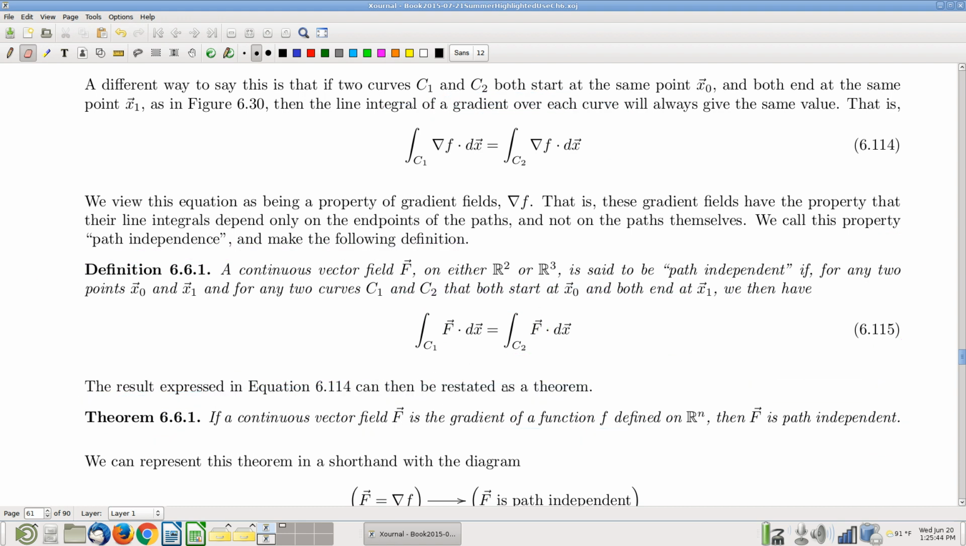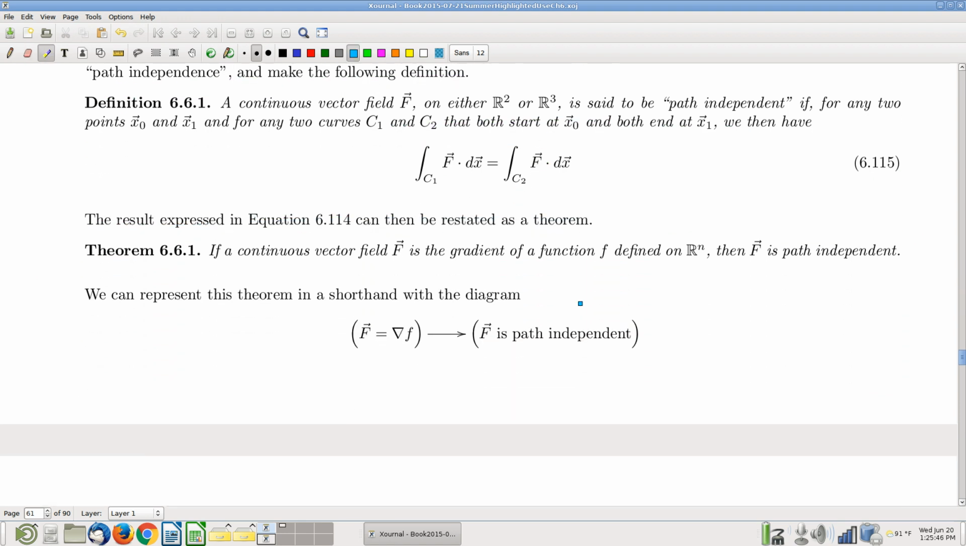So here's that result. If you have a gradient, that implies that it's path independent. And this kind of makes you really want to ask the question, does the arrow go the other way? I know that gradients are all path independent because the fundamental theorem of line integrals says so. But is every path independent vector field necessarily a gradient?